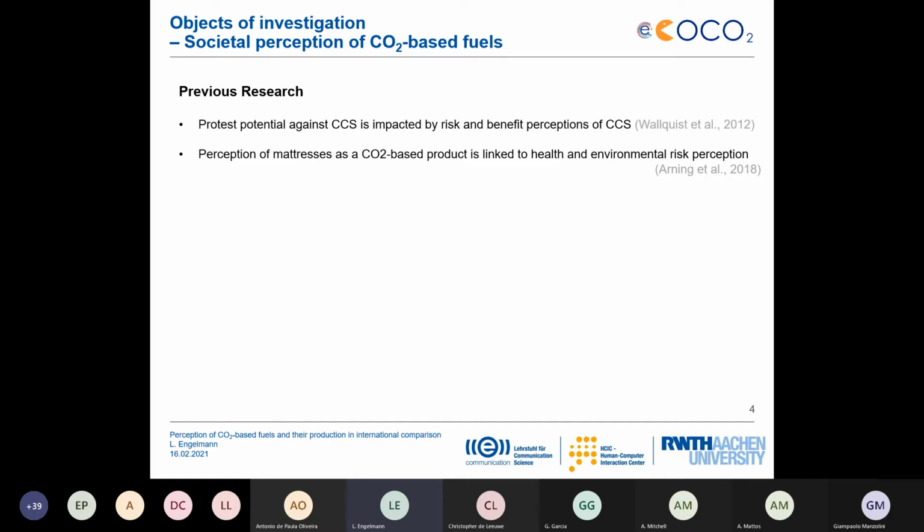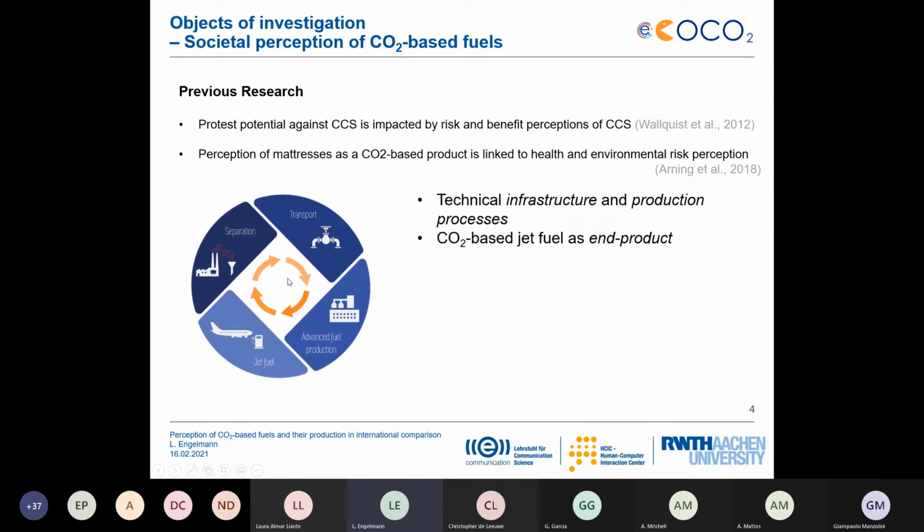Or for mattresses that are produced using captured CO2 as material, these were linked to perceived risks for health and the environment. This gives us a hint about which underlying motives or perceptions can have an influence on an attitude, and that perceptions can be directed to different things, such as a technology or a product. And therefore we split the technology, so to say, since there are several objects of investigation that are possibly relevant.